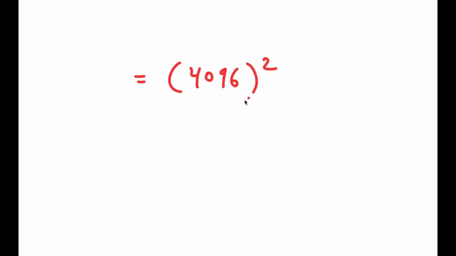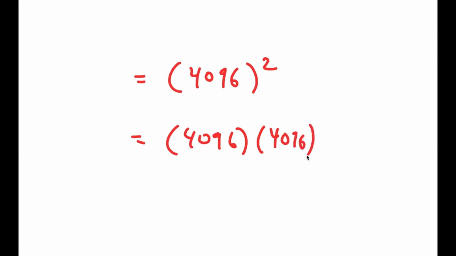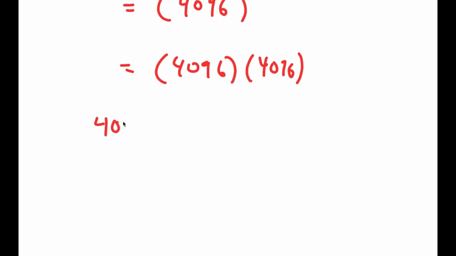Now, what most people would do, well, first of all, 4096 squared is the same thing as 4096 times 4096. And from here, what most people would do is they would just multiply this like this. So they do 4096 times 4096 and use the conventional method of multiplying it. However, this method takes way too long, and it's really easy to make an error using this method.